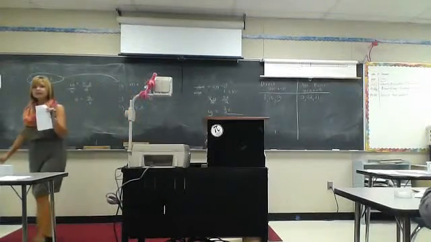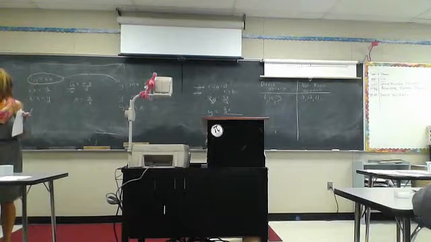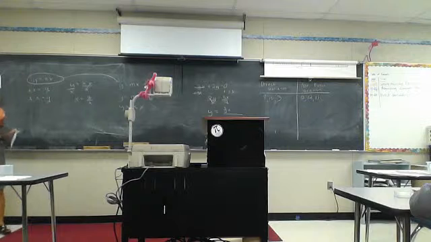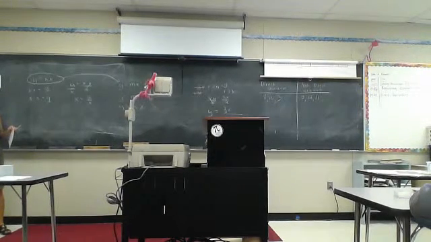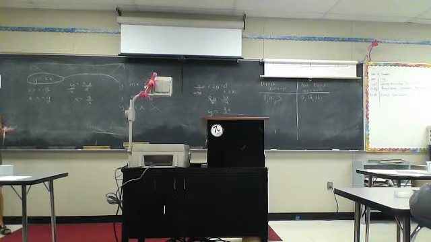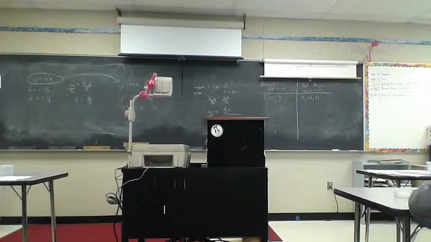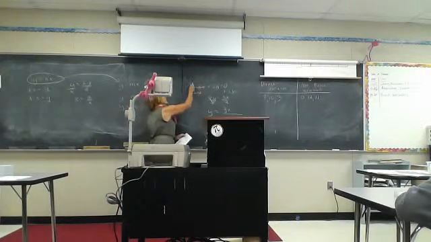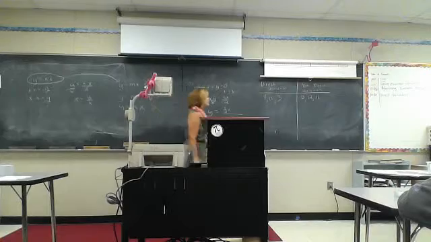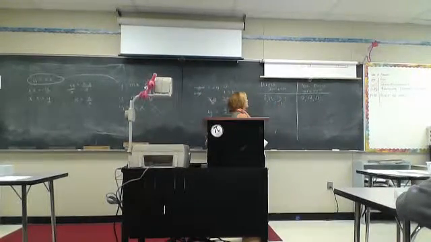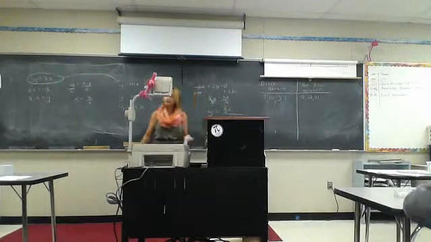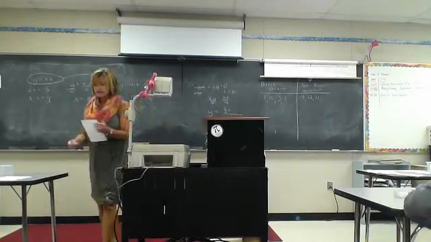Is that direct variation? Does it follow the pattern of y equals kx? What's k? What is the k value? 3 halves. K is 3 halves. So that's a yes. This was number 1. That turned out to be direct. I was able to rearrange it so that it fit y equals kx. Y equals kx is direct.